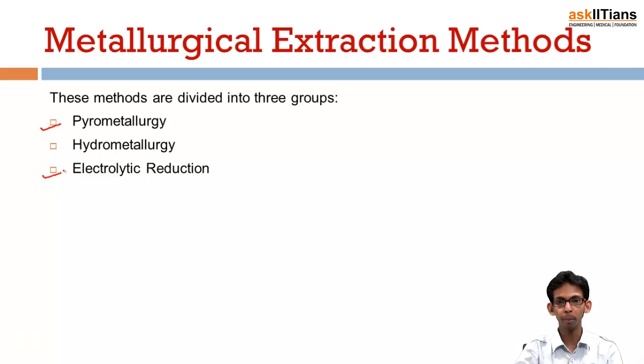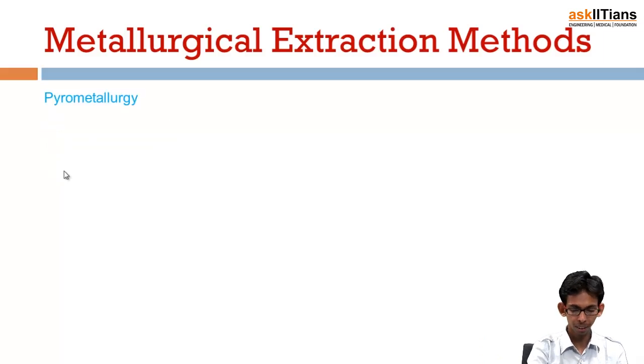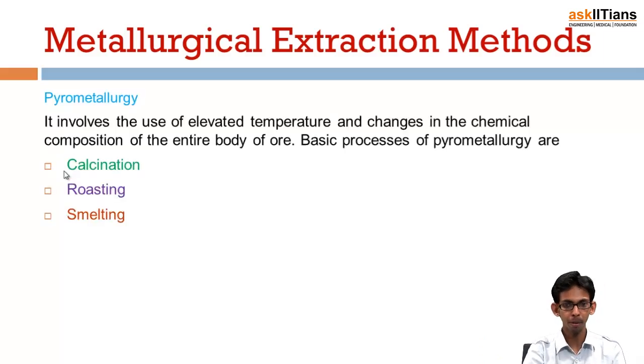Pyrometallurgy refers to application of heat. Pyro means temperature, application of heat for extraction of metals. So let's start with pyrometallurgy. It involves the use of elevated temperature or heat and change in chemical composition of the entire body of ore. And the basic processes of pyrometallurgy are three: calcination, roasting and smelting.